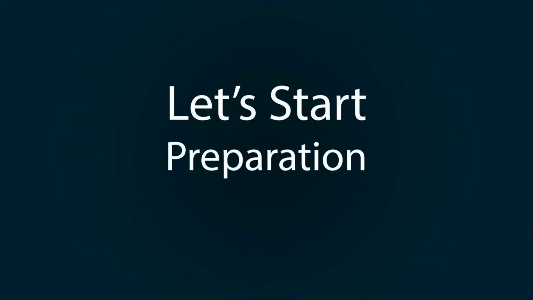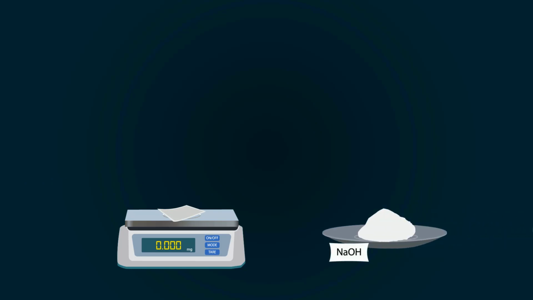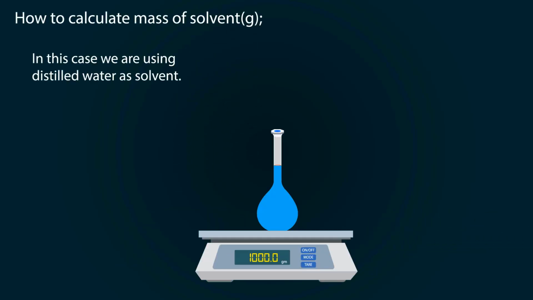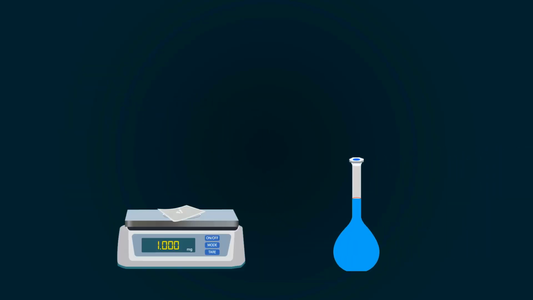Let's start the preparation. For that, take the weight balance and power it on. Now put the weighing paper and tare it. Start adding solute up to 1 milligram with the help of a spatula. Now add this 1 milligram into the distilled water. You should add it with the help of a funnel.